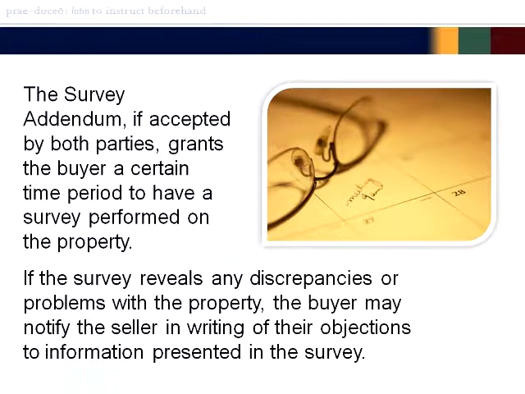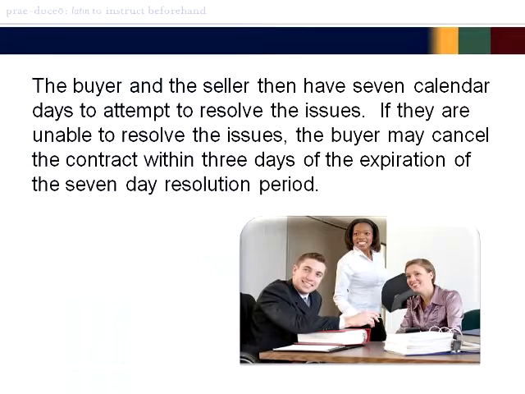The survey addendum, if accepted by both parties, grants the buyer a certain time period to have a survey performed on the property. If the survey reveals any discrepancies or problems with the property, the buyer may notify the seller in writing of their objections to information presented in the survey. The buyer and seller then have 7 calendar days to attempt to resolve the issues. If they are unable to resolve the issues, the buyer may cancel the contract within 3 days of the expiration of the 7th-day resolution period.